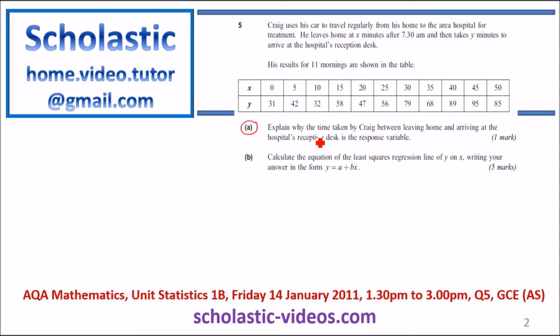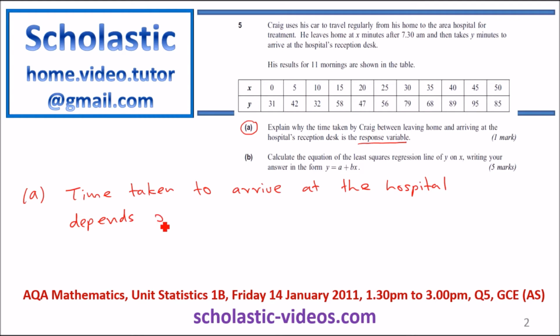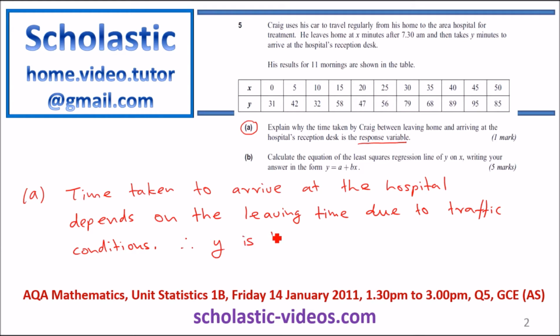Part A. Explain why the time taken by Craig between leaving home and arriving at the hospital's reception desk is the response variable. As we have seen just now, the value of y is the response to the value of x. So therefore our answer is: time taken to arrive at the hospital depends on the leaving time due to traffic conditions. Therefore y is the response variable.